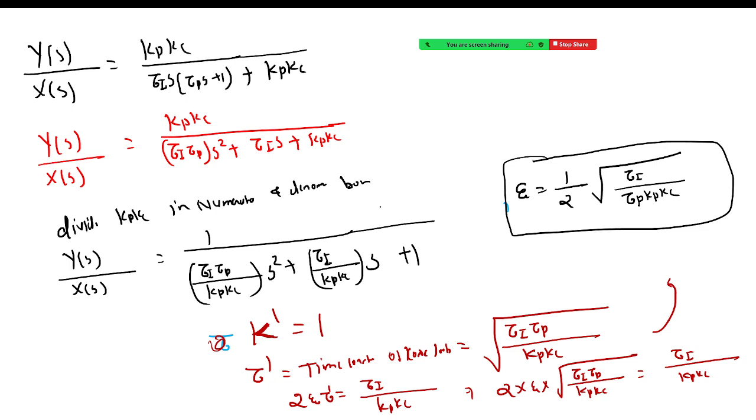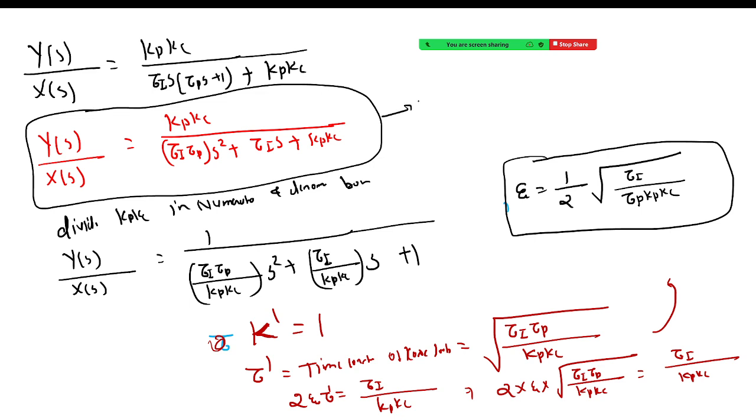Is it clear? So what we have seen over here is that once you introduce an integral controller with a first order transfer function in a closed loop, earlier it was first order, but now this one is the transfer function of your closed loop. Is it clear? This is the transfer function of your closed loop. So the order of the transfer function is increased by 1.